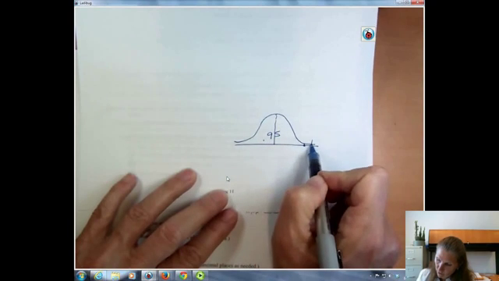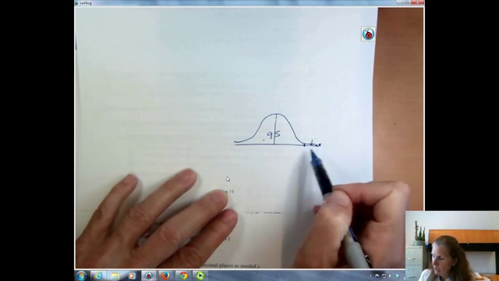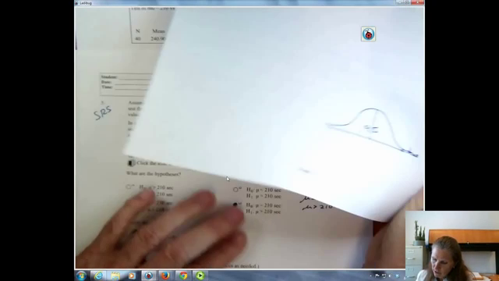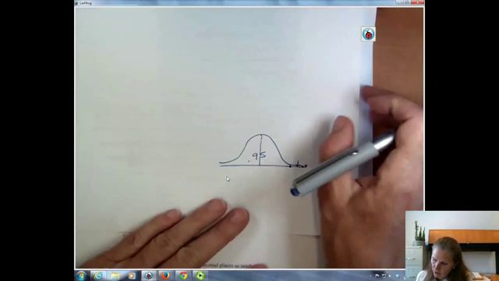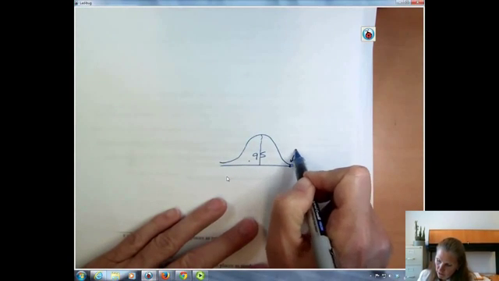And what's left over here is the remainder, 0.05. So we have this little tail that's 0.05. Was that left or right, actually? Yeah, it was right. So that's what we're looking for, is what's this value of t right here, this critical value.